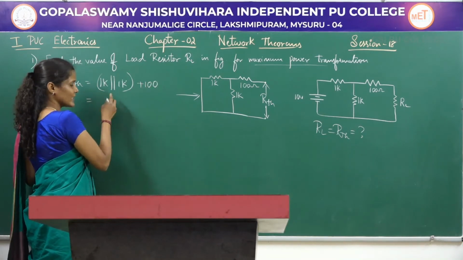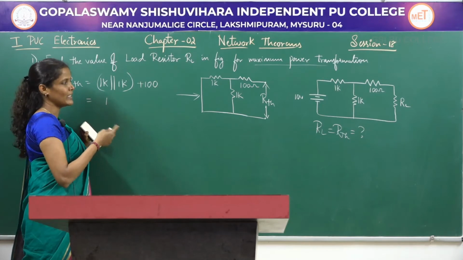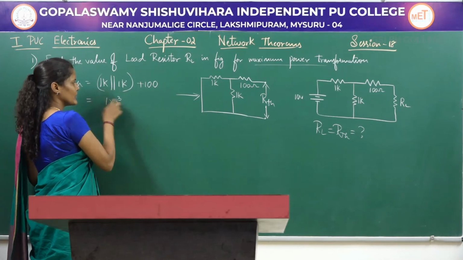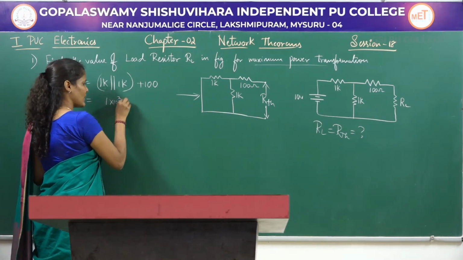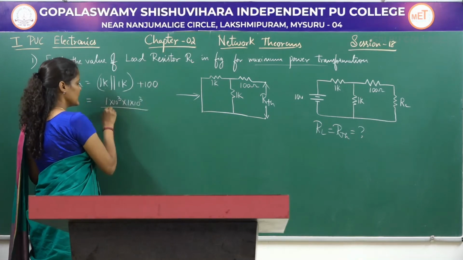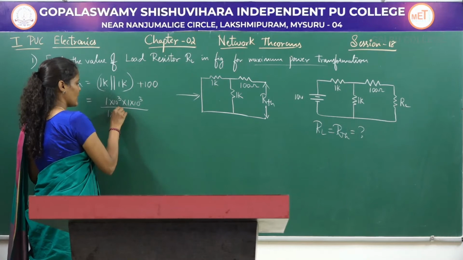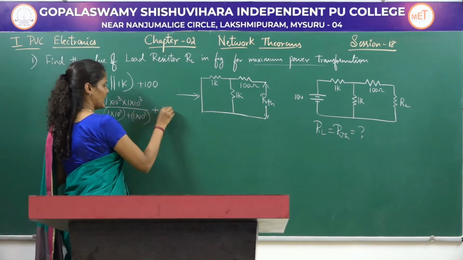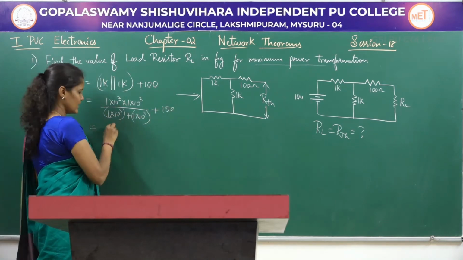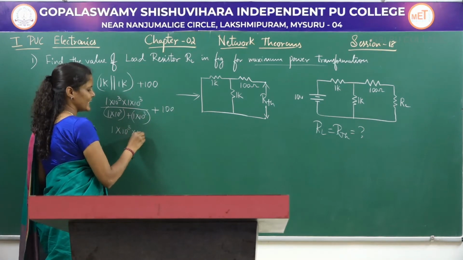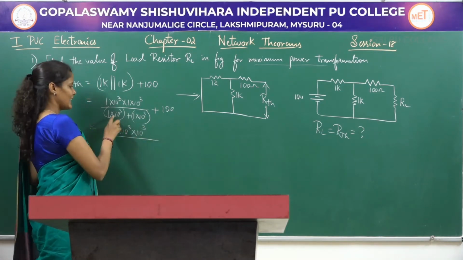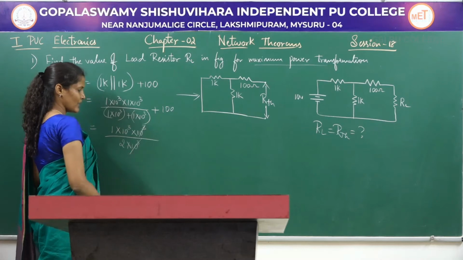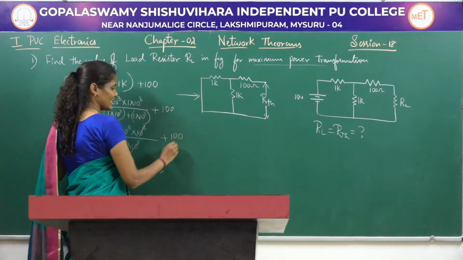So 1K parallel with 1K, I have only two resistors connected in parallel. Let me use the direct formula, R1 R2 divided by R1 plus R2. That is 1 into 10 to the power of 3 into 1 into 10 to the power of 3, divided by 1 into 10 to the power of 3 plus 1 into 10 to the power of 3, plus 100. So 1 ones are 1, 1 into 10 to the power of 3, and 1 plus 1 gives me 2 into 10 to the power of 3. The 10 power 3 cancels, so I am left with plus 100.